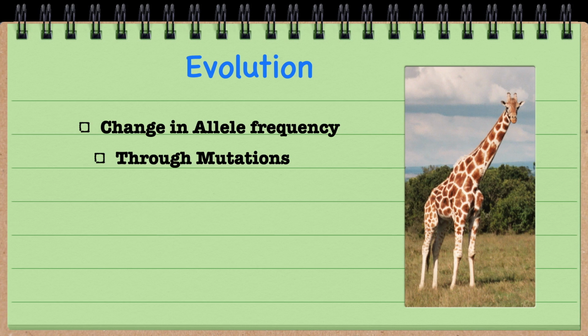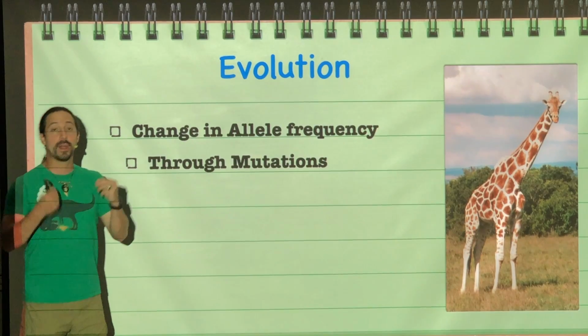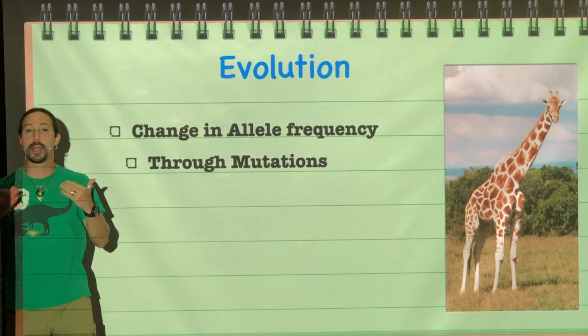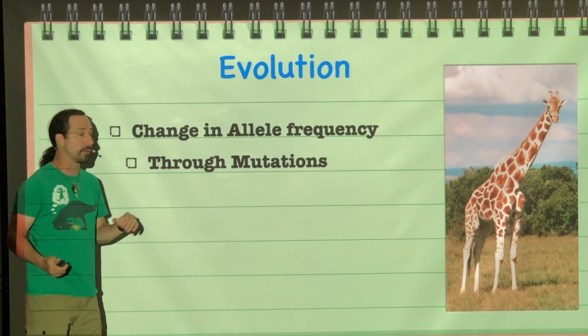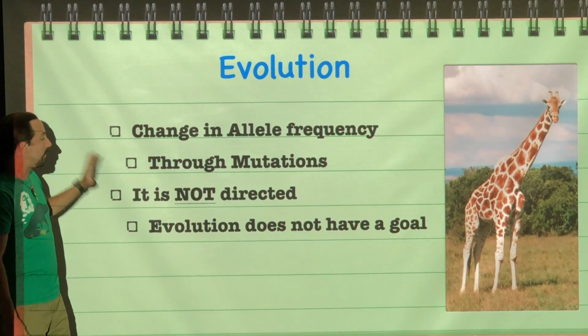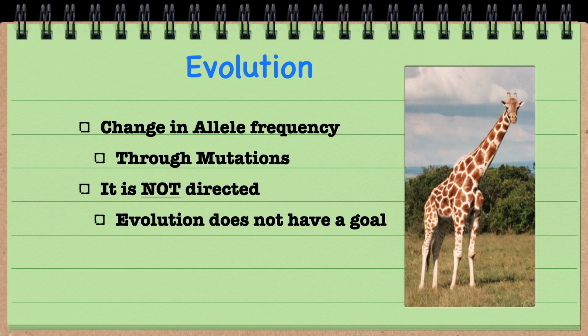We know that the origin of alleles is through mutations, which immediately with a mutation and a new allele being present, that means that we would have a change in our allele frequency. But evolution is not directed. There is no pinnacle to evolution. An organism can also not cause itself to change.